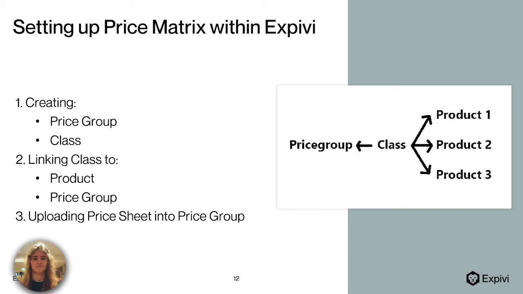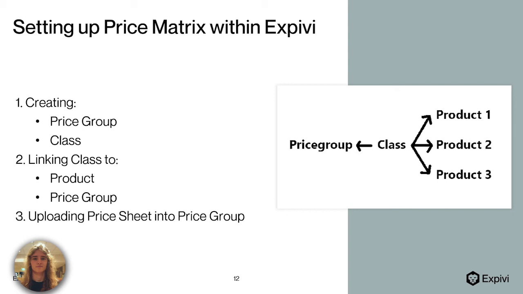Three main tasks are to be executed in order to utilize SKU pricing. First off, we will be creating a price group and a class within Expivi. We're going to link that class up to the product and the price group. And after that, we're going to upload the price sheet into the price group in order for the prices to show up correspondingly to which SKU is being active.